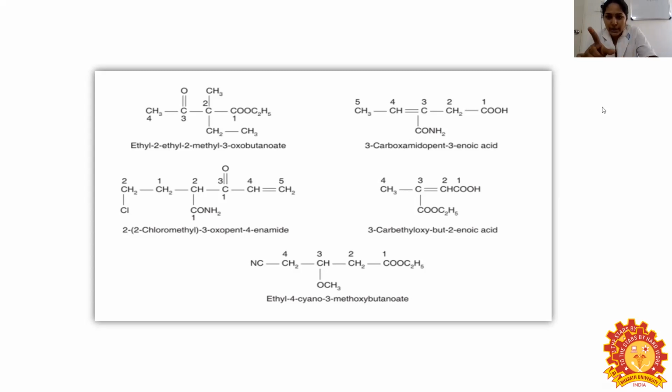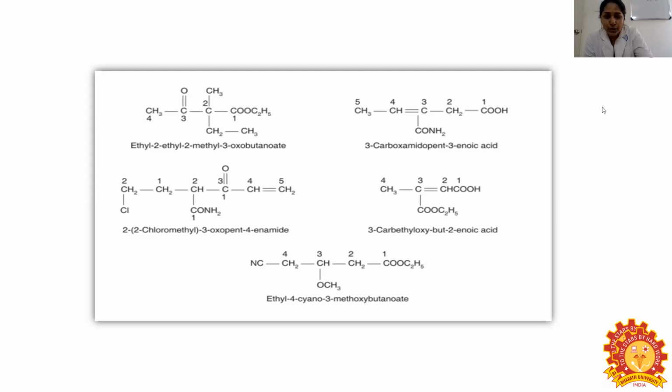So here carboxylic acid, enoic acid. Here we are going to write 5, 4, 3, 2, 1, and then second position chloro, 2-chloromethyl-3-oxopent-4-enamide. Yes, the amide group is a functional group. Here 1, 2, 3, 4.